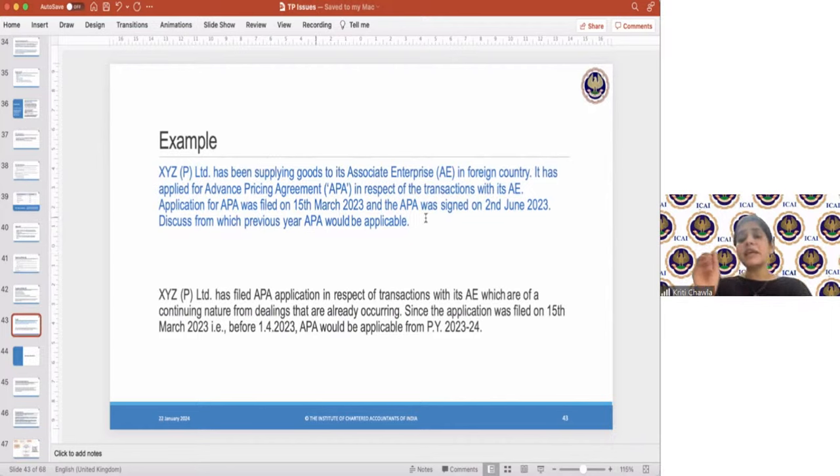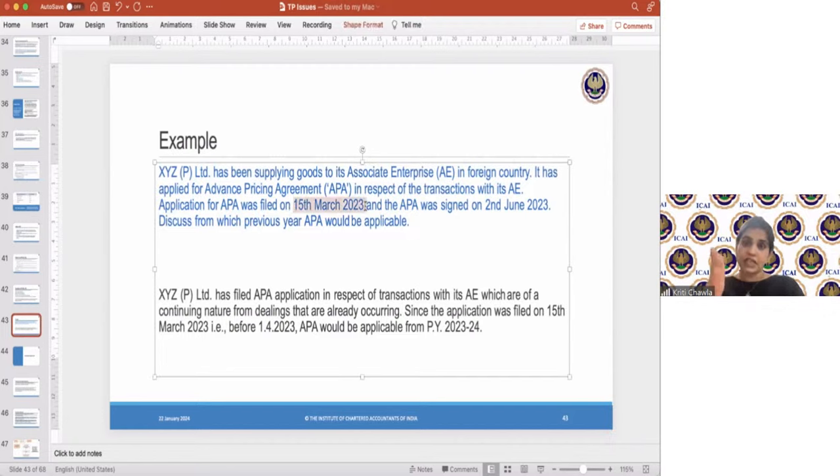The thing is, when the APA was signed, we don't have to consider that date. We just consider the date when the APA application was made. Now, the previous year actually ends on the 31st of March, but before the previous year could end, we actually filed our application, which was 15th March 2023. So if we are filing in the year 2022-23, then APA would be applicable from 2023-24. But if we had delayed it a bit, if we were filing it, for example, on 1st April 2023, then it would have been 24 to 25.